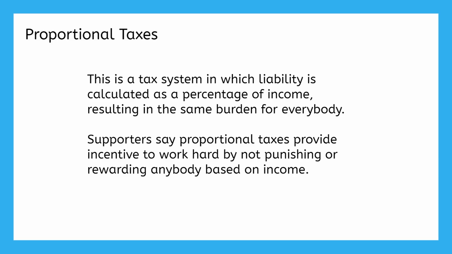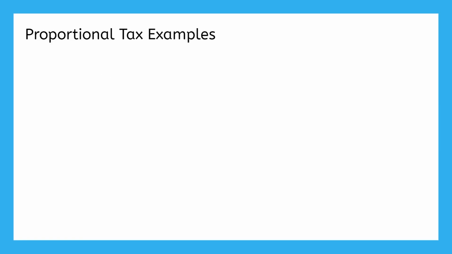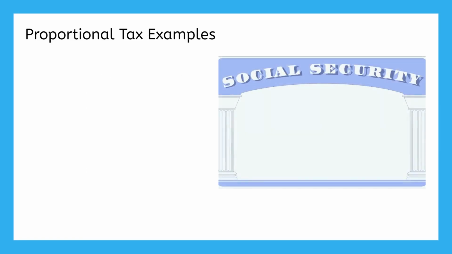Supporters of proportional taxes say that they give people more reason to work hard and earn more, since their tax burden won't change even if they get rich. An example of proportional taxes is the Social Security tax. Social Security tax is taken out of every paycheck at a rate of 6.2%.